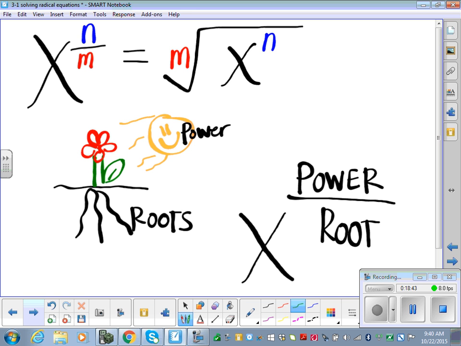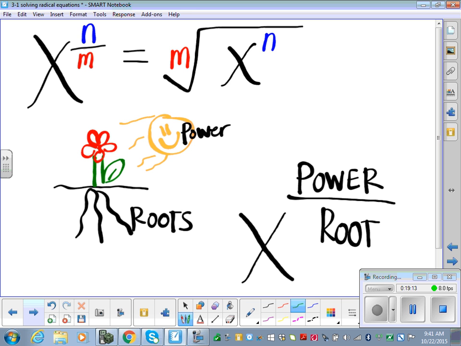This is apples, this is applesauce. So you can rewrite some base x raised to the m over n power. That's the exact same thing as the nth root of x to the mth power. So rational exponents are roots, and roots are rational exponents. Does everybody understand that? This is one way of writing it. This is another. You could rewrite it either way. So like I said, apples to applesauce.